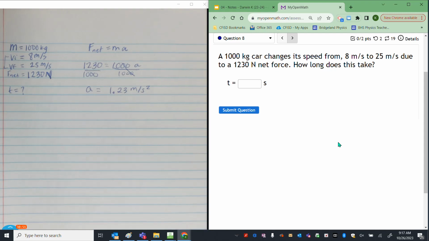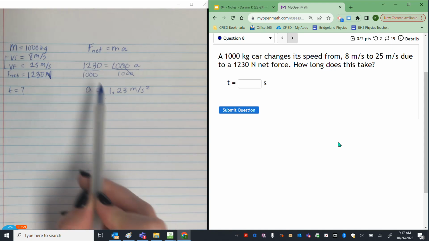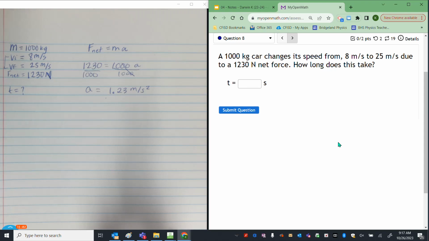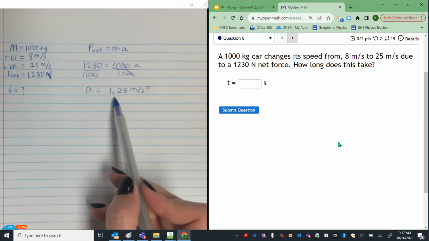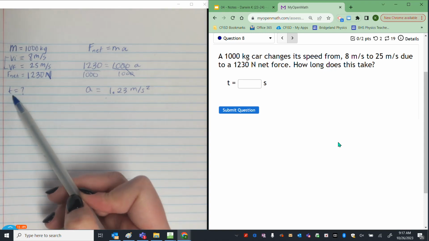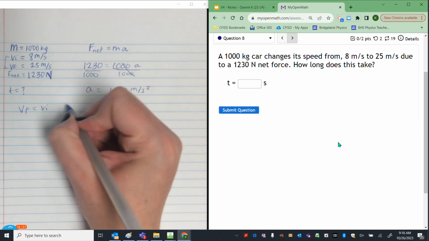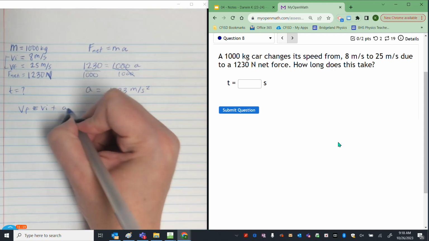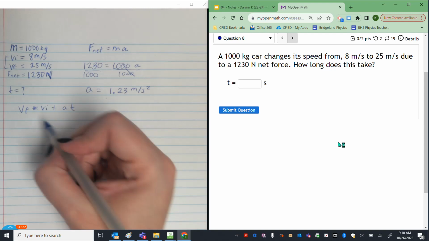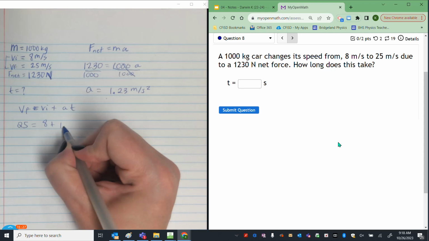Okay, and again, because it doesn't mention the net force being negative, we're going to assume that this is a positive net force. It actually needs to be because it makes it get faster. So it's in the same direction as this. And so we know our acceleration, we know VI, we know VF. Time only shows up in our kinematic equations, so we're looking at those kinematic equations, and the one that has these variables in it is this one, VF equals VI plus A times T. And so if we substitute in, that is 25 equals 8 plus 1.23 times T.